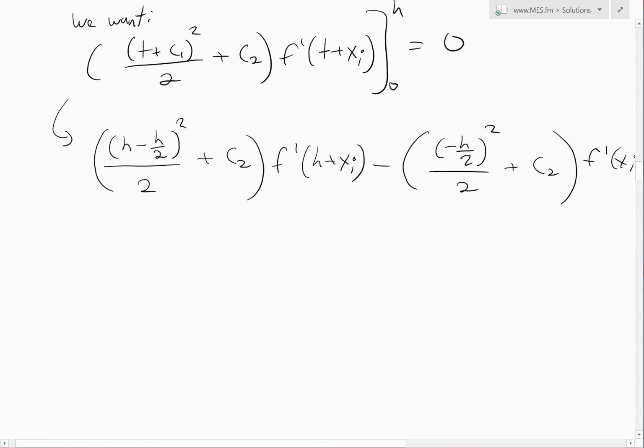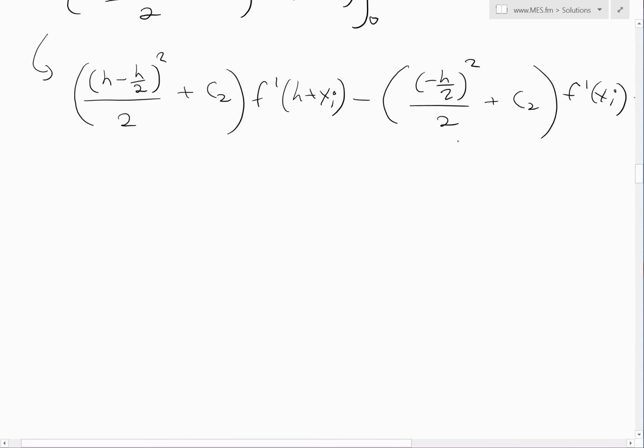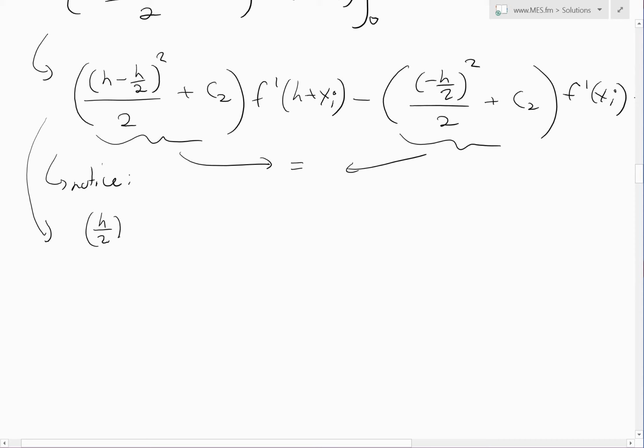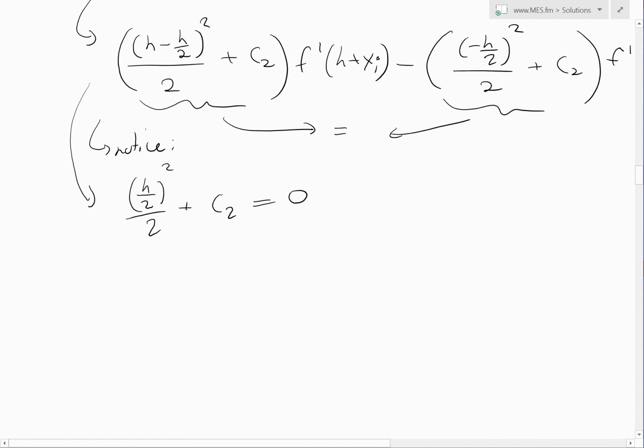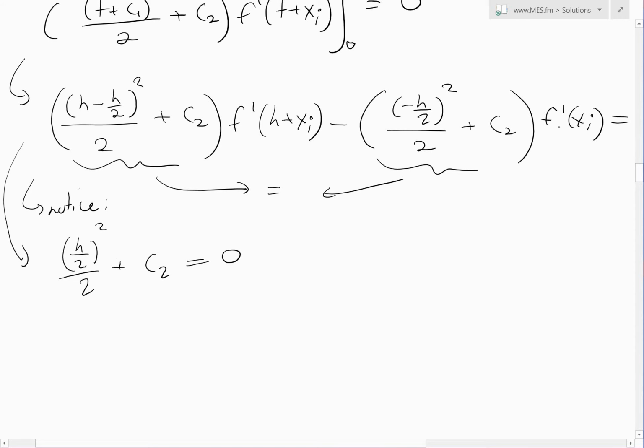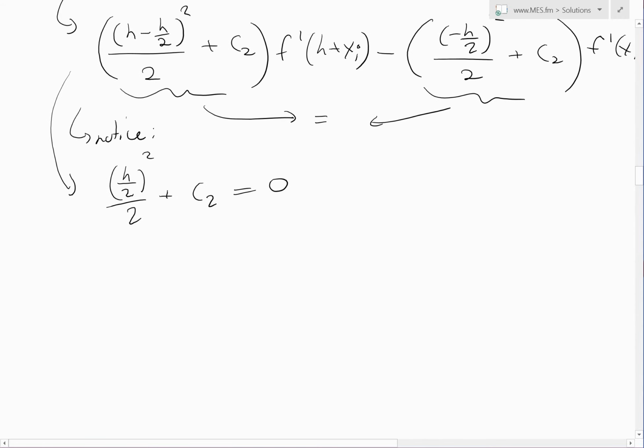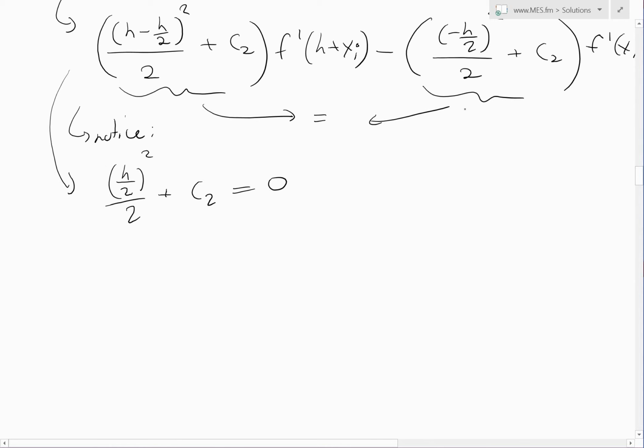We want this to equal 0, and the only way possible in this case is if both these terms equal 0. But notice that these are the same, because when you subtract, that's going to be positive h over 2 squared. When you square, it doesn't matter what's inside. So this positive h over 2, squared over 2 plus c2 has to equal 0, because these are the exact same thing. That's the only way we can make all these terms equal 0 at all times, because these values are always changing. The derivative f prime always changes based on whichever interval you're in, so we don't know what that value is, and we have to set these equal to 0.